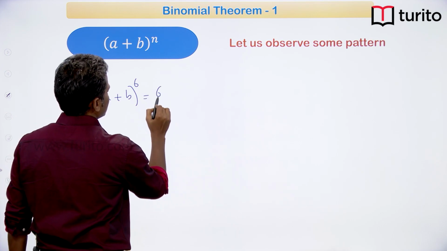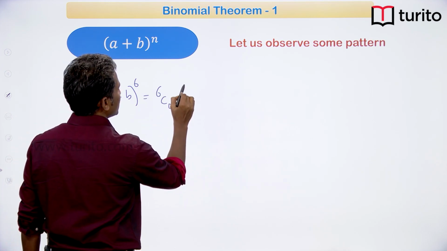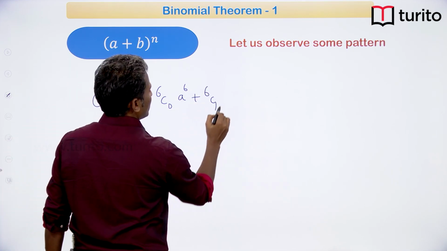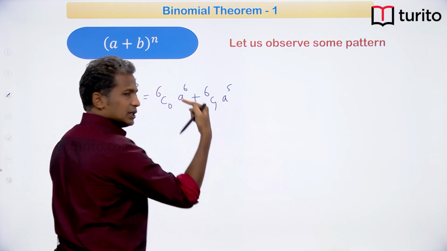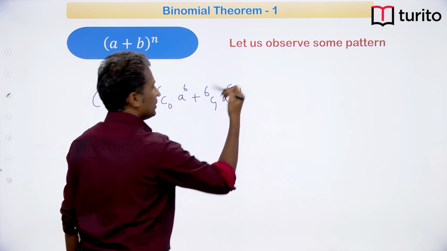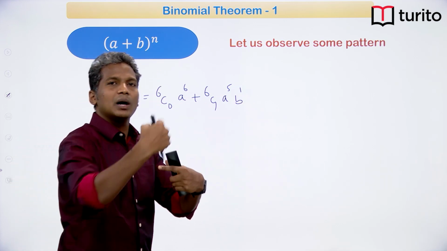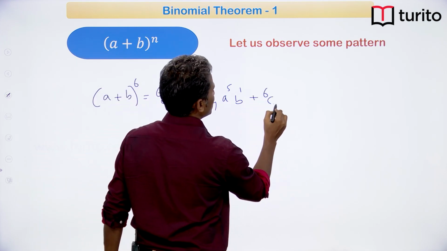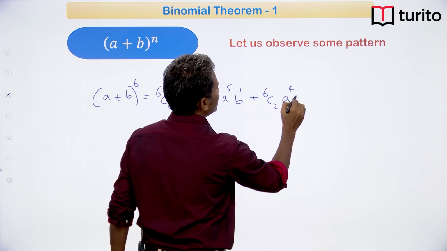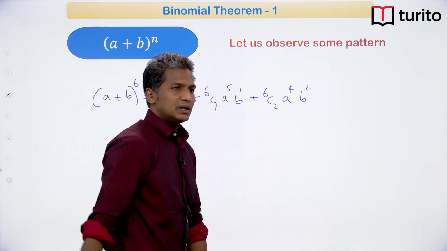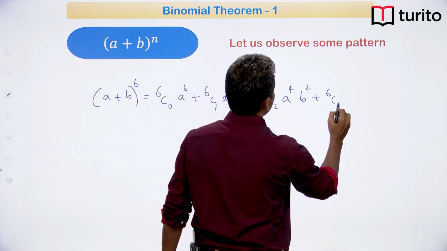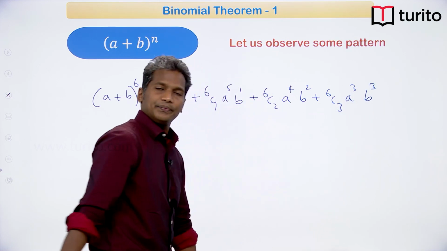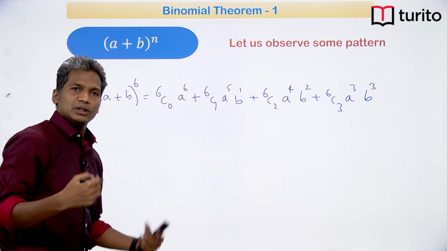We can write it as 6C0, a must have the highest power, plus 6C1 into a will have 1 down and b will have 1 up, okay. So b is increasing, so up, a is decreasing, so down, okay. Next term is going to be 6C2, a 1 down and b 1 up. Next term is going to be 6C3 into a 1 more down and b 1 more up. So in the same way we can write all other terms, okay.